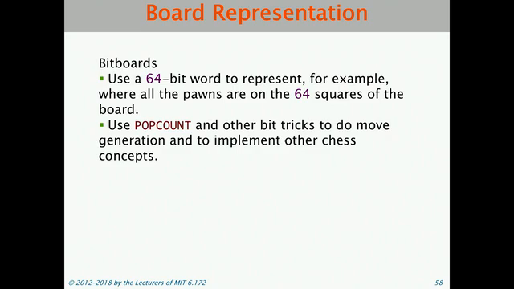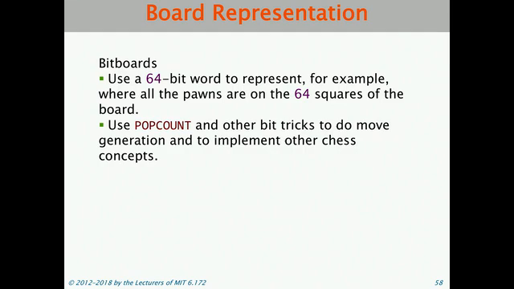Probably one of the most important things to think about is the representation of the board. Right now, we represent the board as it is, okay? That's a terrible representation. It's very time-consuming. There are sort of two major ways you can do it. Well, anyway, one of them is bitboards.